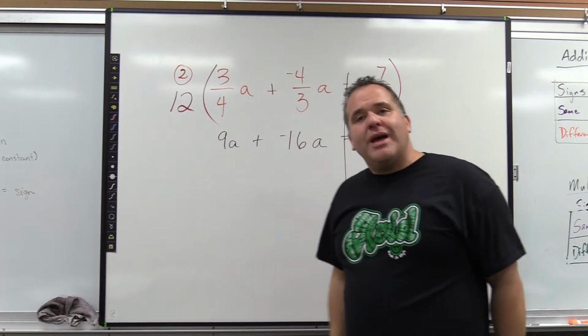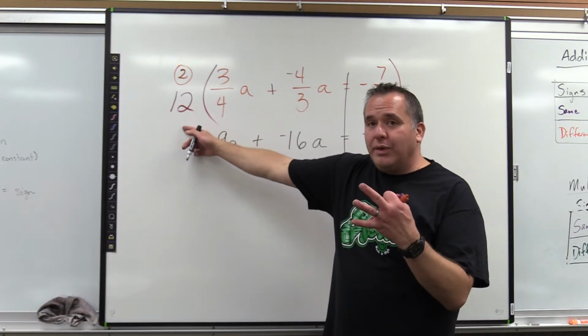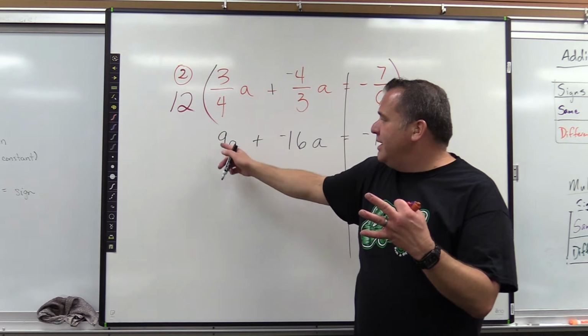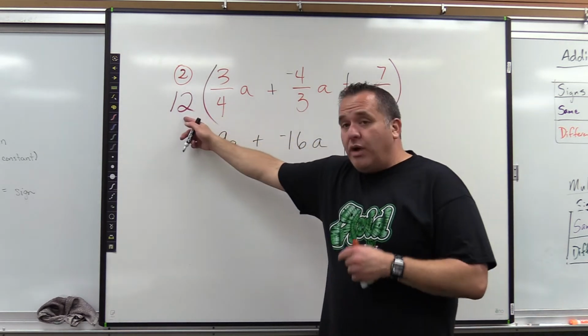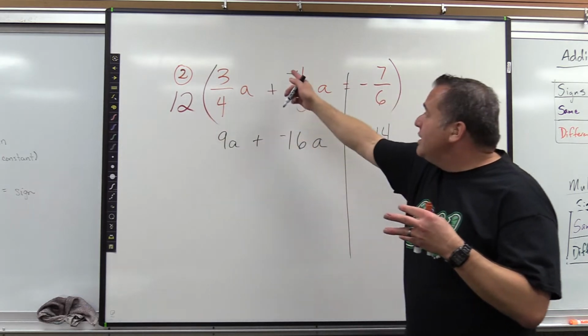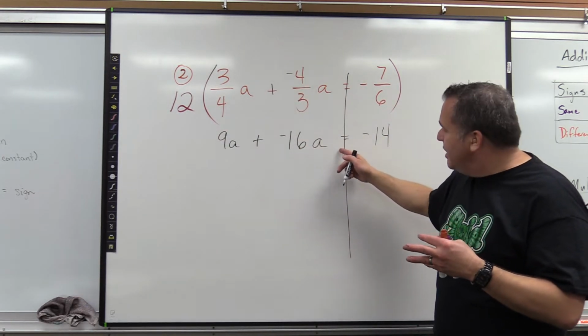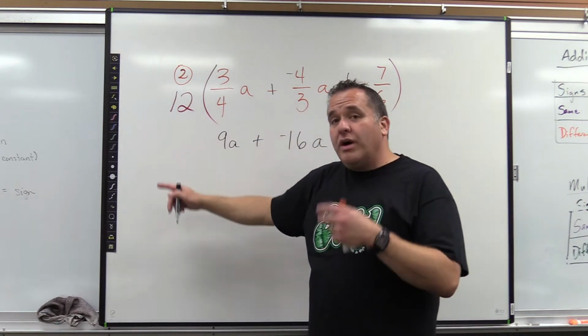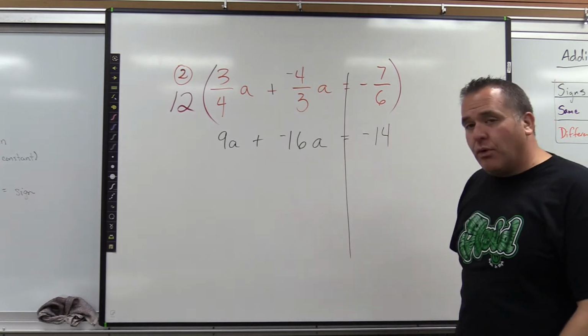Okay? So let me do that one more time, just to make sure we got it. 4 goes into 12 3 times. 3 times 3 is 9, and then the a. Then 3 goes into 12 4 times. 4 times -4, -16a equals. Then we went 6 goes into 12 2 times. 2 times -7 is -14.